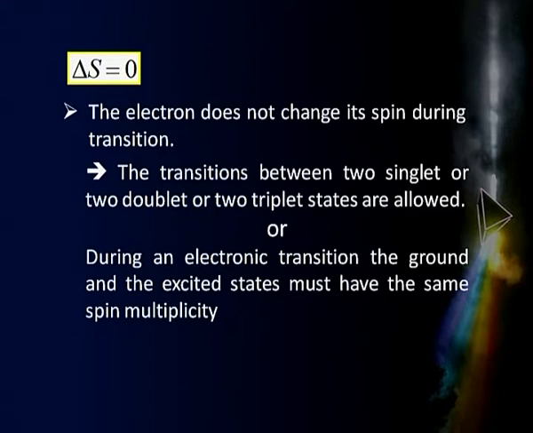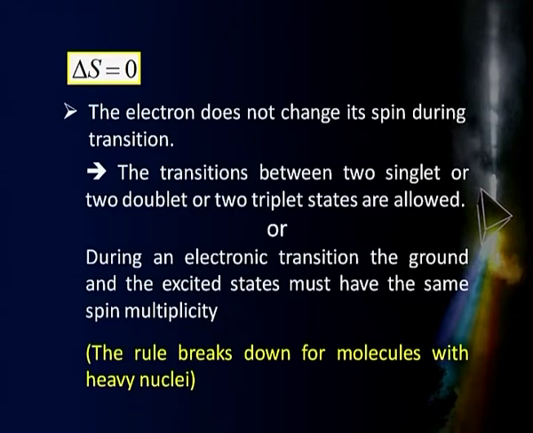That is the simplest way of putting it. That means we can have a transition from singlet to singlet or triplet to triplet, but singlet to triplet is not allowed, because that is a forbidden kind of transition. And this rule actually breaks down when the molecules have very heavy nuclei, but normally in the kind of systems we deal with, we will find that this holds true.